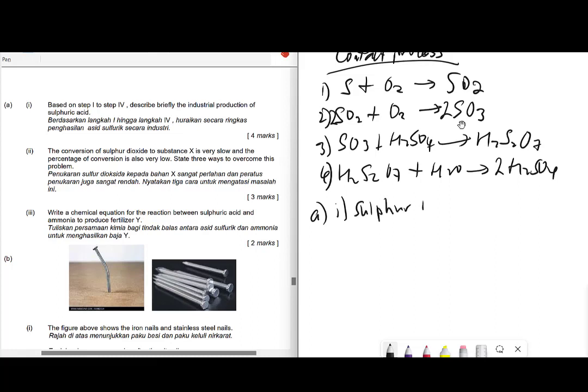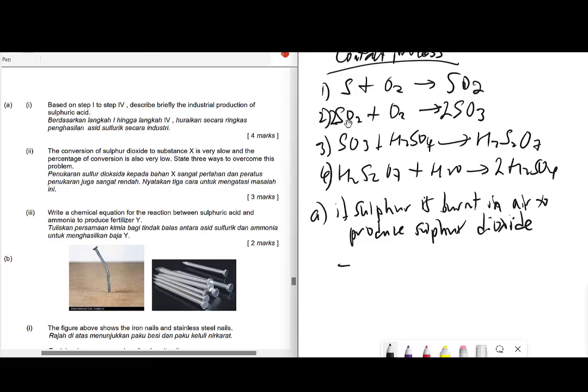Sulfur is burned in air or in oxygen to produce sulfur dioxide. So that is your first point. Alright, I just put it in point form. Okay, because this one comes with 4 marks and you have 4 steps. Alright, explain briefly. Okay, second step is the SO2.